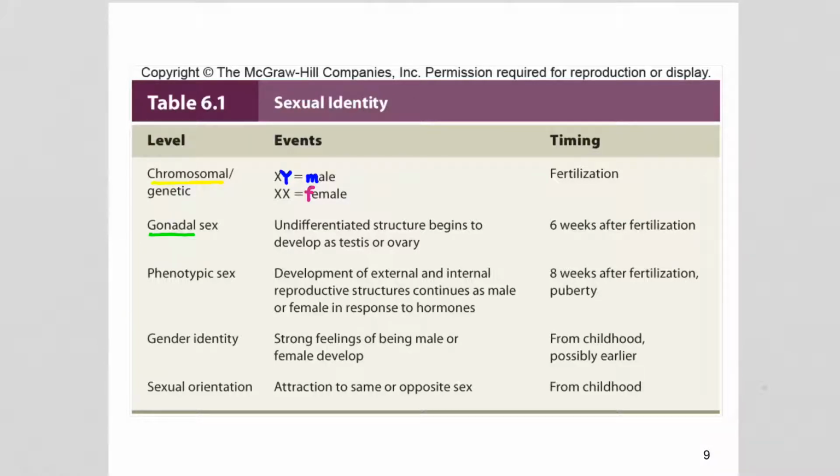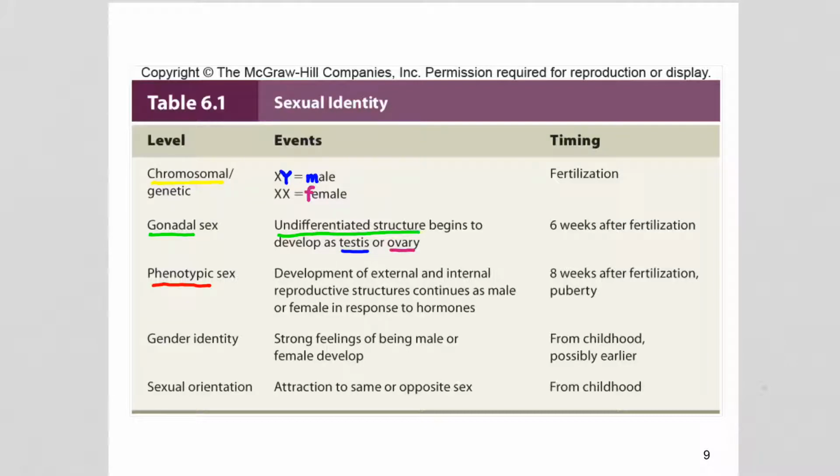So, sex as it relates to the gonads, the reproductive organs: remember that both males and females have the same undifferentiated, unspecified gonad, and it doesn't start to develop into a testis for males or an ovary for females until about 6 weeks after fertilization. So finally we will see the male precursor to the testes and the ovary for a female.